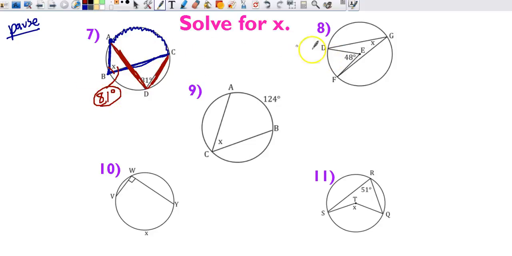So that's all there is on 7. On question 8, the angle that's drawn on here is a central angle. That's actually equal to the arc. The angle we want is the inscribed angle. That's half the arc. So once you bring that over there, then you're going to take that 48 and divide by 2. And so x will be 24.